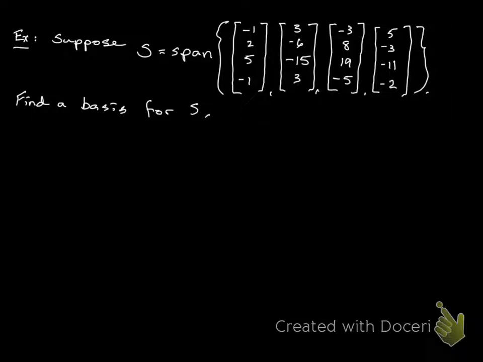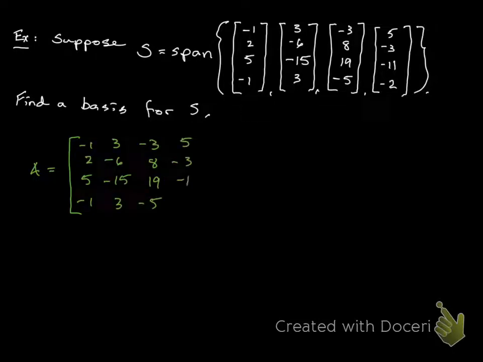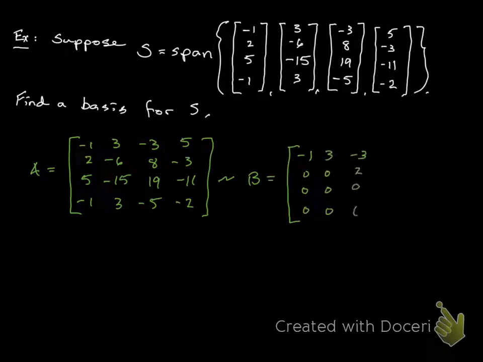What I do is I write those vectors down in a matrix. A is the matrix formed by those vectors being the columns. And then I reduce. I find matrix B as the reduced form. I plug this into a calculator, and it gives me the reduced form.